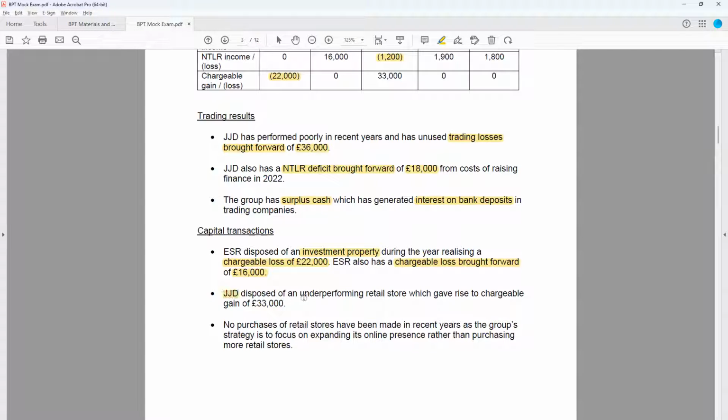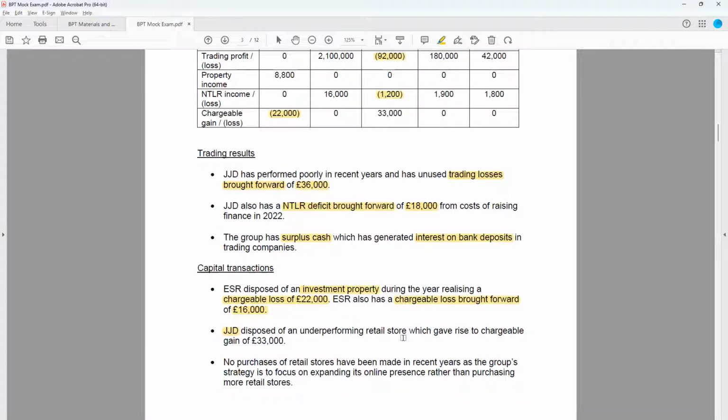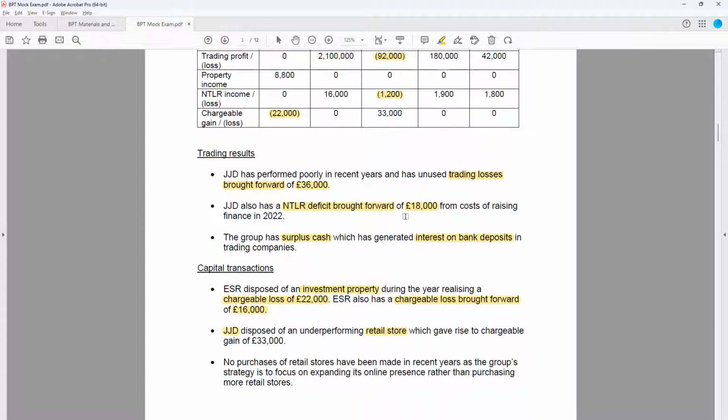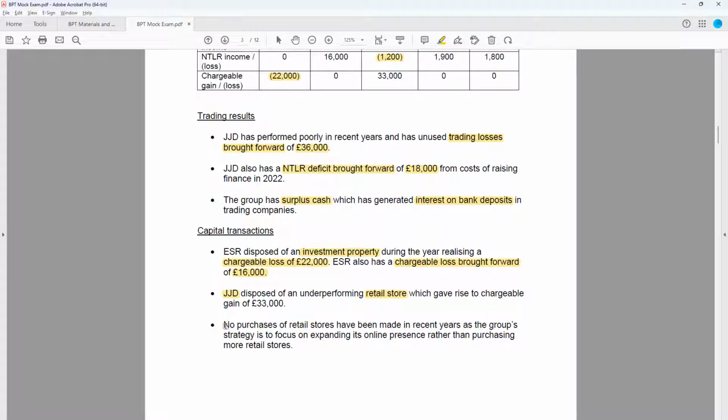So JJD disposed of an underperforming retail store, which gave rise to a chargeable gain of 33k. So we've seen that there. So that is a retail store. So we could possibly look to claim rollover relief if they bought other trading assets, either in the year before or 3 years after. But we are told below, no purchases of retail stores have been made in recent years, as the group's strategy is to focus on expanding its online presence rather than purchasing more retail stores. So that's a bit of a hint there that they won't be able to claim rollover relief because they're not purchasing more tangible assets.